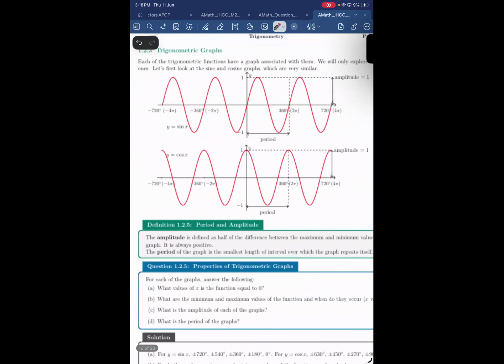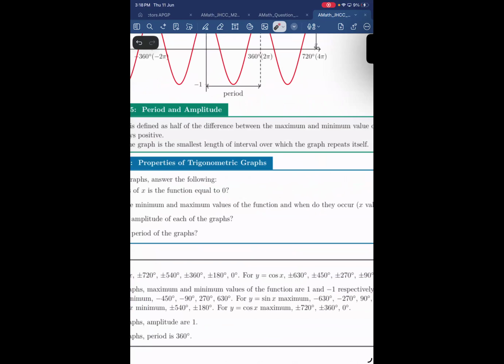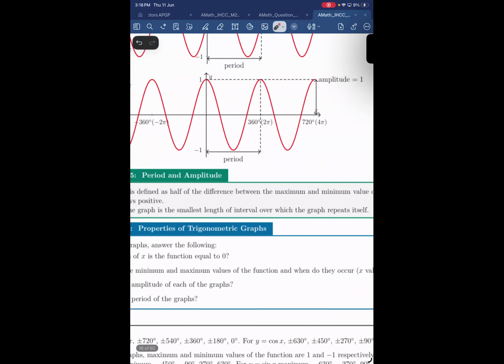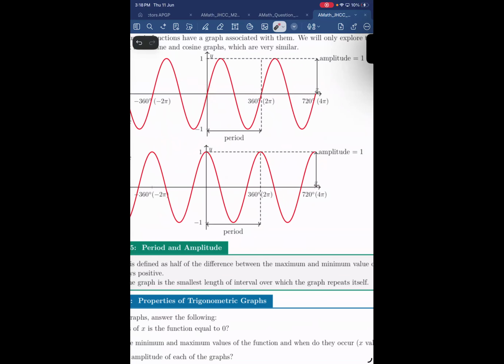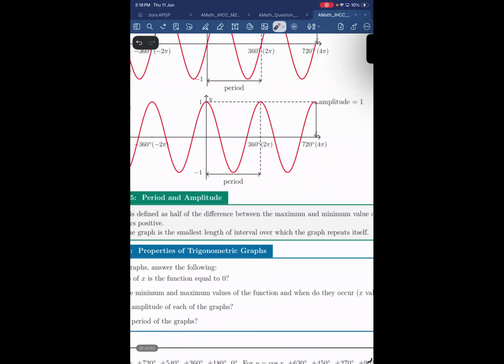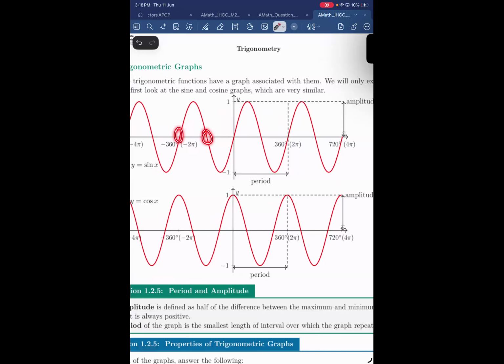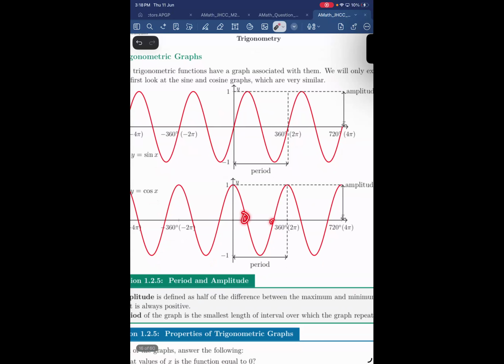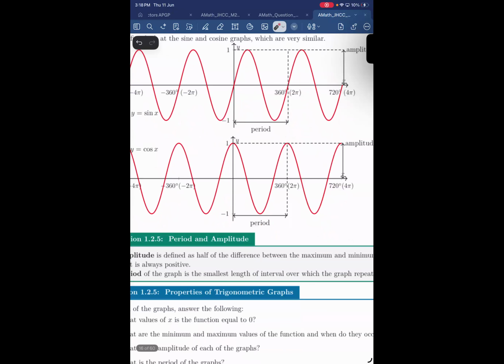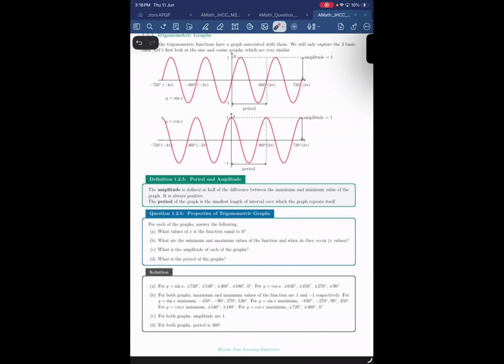For each of the graphs, answer the following. At which values of x is the function equal to 0? You can see from here, for sine x, it will be 0, 180 degrees, 360 degrees, 540, 720, and so on. Don't forget the negative portion also. For cosine, it will be 90, 270, 450, 630, I think, yeah. And of course, don't forget the left and right side of the graph. It's like mirror images.